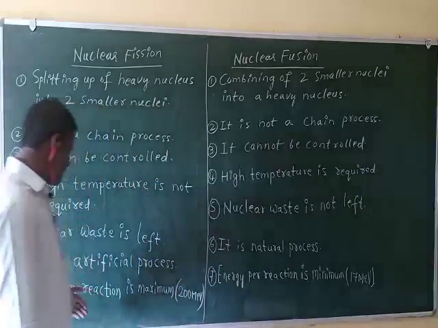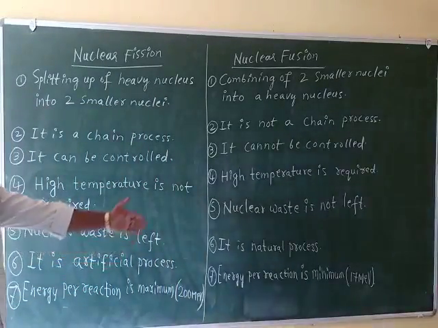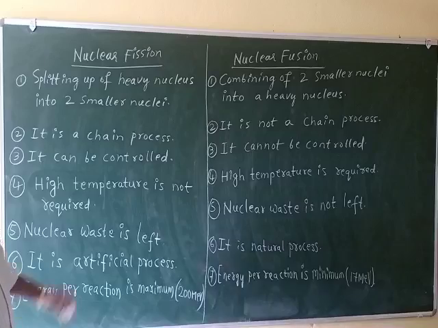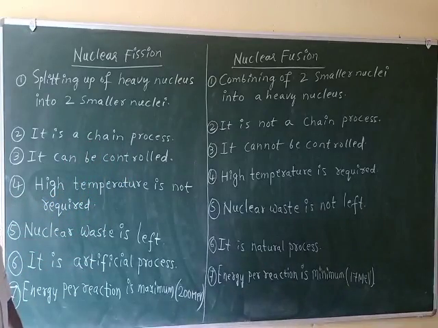So energy per reaction is maximum 200 mega electron volt. There is 17 mega electron. So these are some of the differences between nuclear fission and fusion.